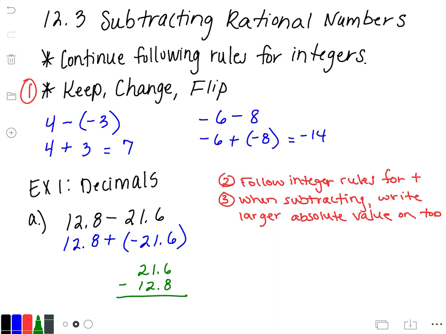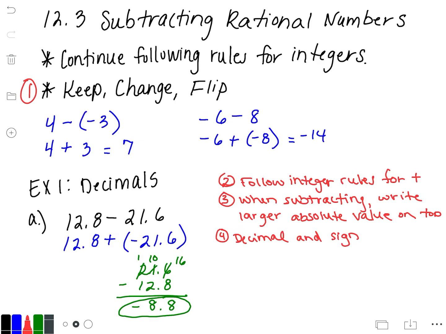We have to do a little bit of borrowing here. This would become a 16. This would become a 10. Decimal point goes straight down. Again, since the negative 21.6 has a larger absolute value, this becomes a negative 8.8. So that's your final answer for A. I guess your fourth step could be decimal, meaning move your decimal straight down, and sign. So double check the sign of your answer. In this case, it would need to be negative.